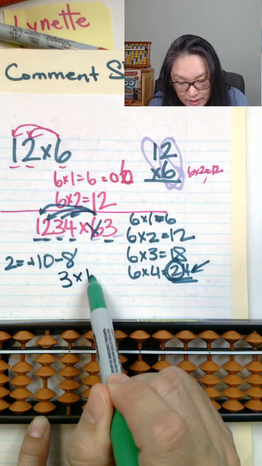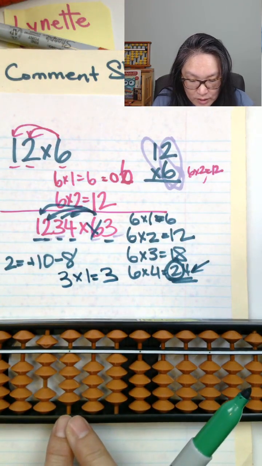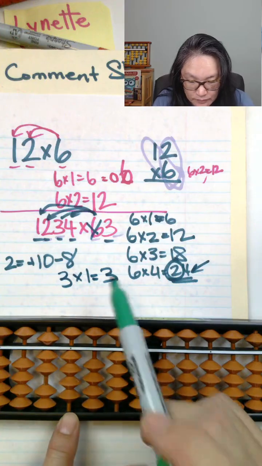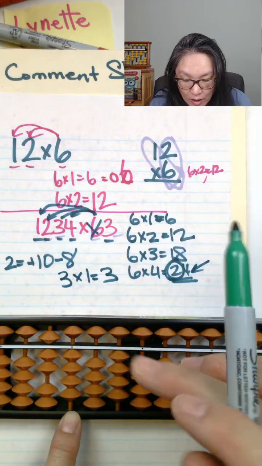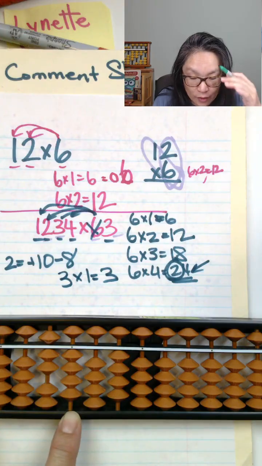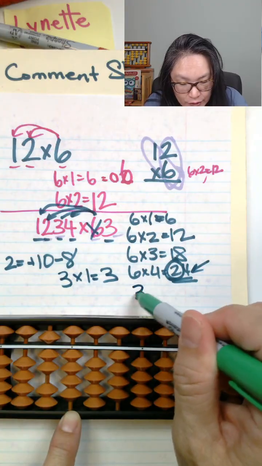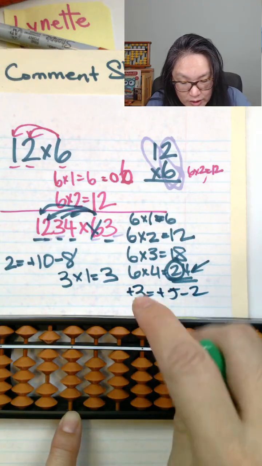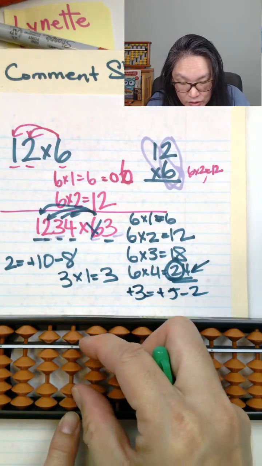3 times 1 is equal to 3. 3 is a single digit, so I go back one column. I go this way. Do I have any beads? No. How can I do it? Remember our 5 formula. So now we're really stacking in all of the formulas that we learned before. So what is adding 3? 3 plus 3 is equal to plus 5 minus 2. So what I want to do is plus the 5 and I take away the 2. Just like that.